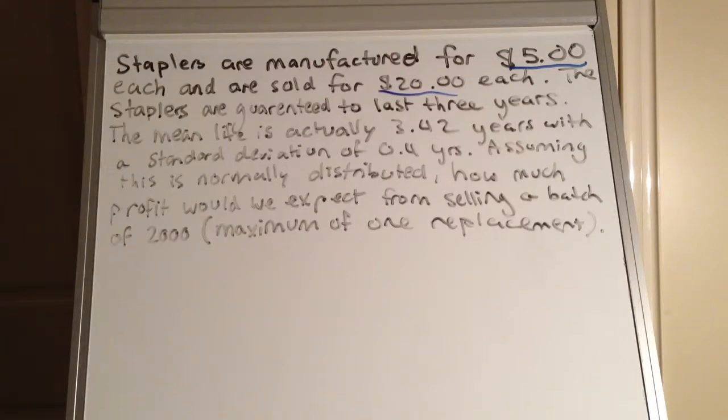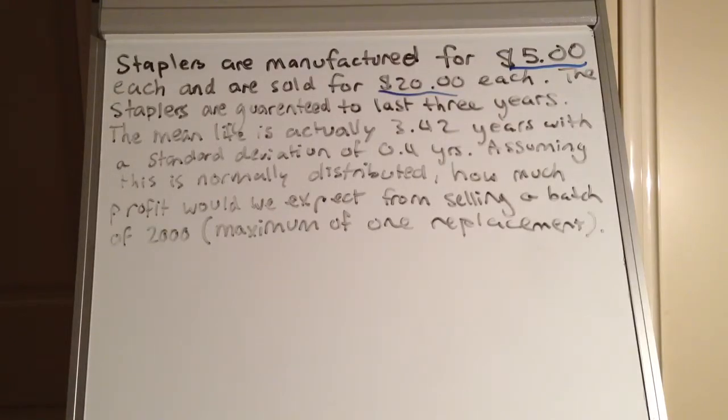So they're sold for 4 times the cost that it was to make them. Staplers are guaranteed to last 3 years. So they've given a 3-year warranty, and they'll probably replace the staplers that are faulty within 3 years. The mean life of a stapler is 3.42 years. They've gone out and done some testing and found that the standard deviation is 0.4 years.